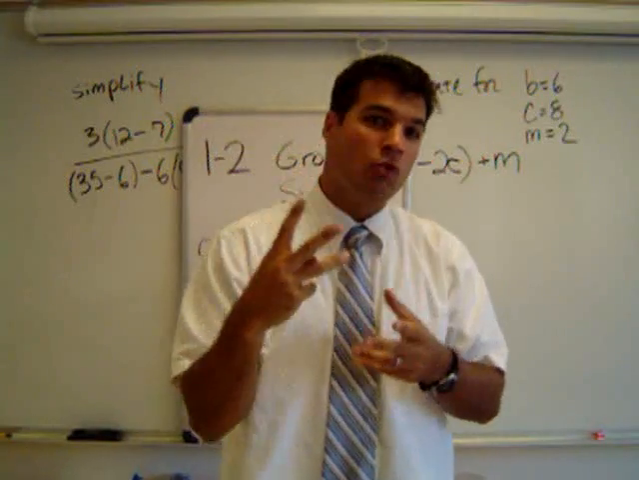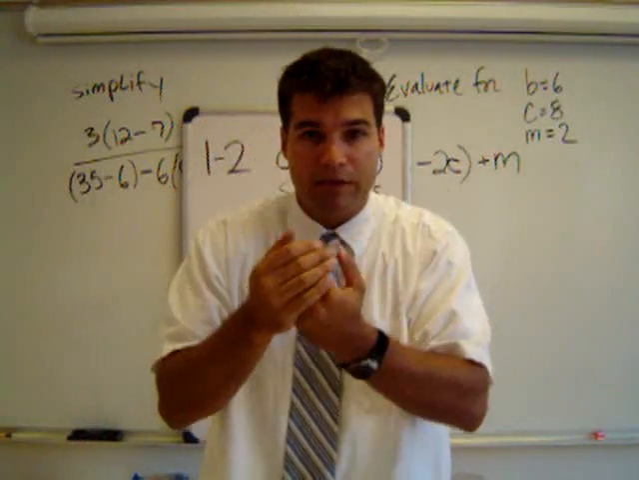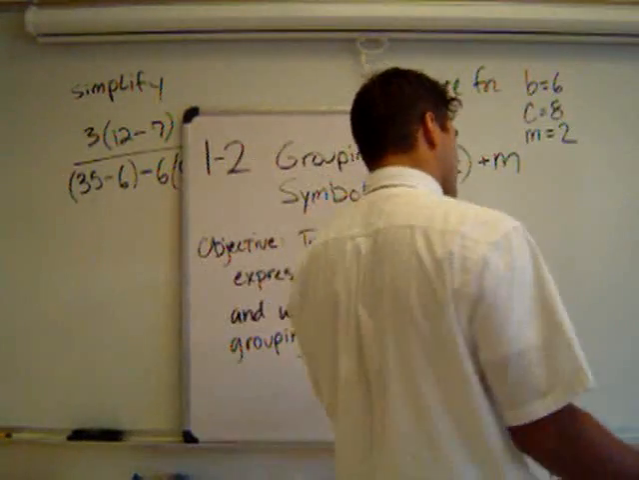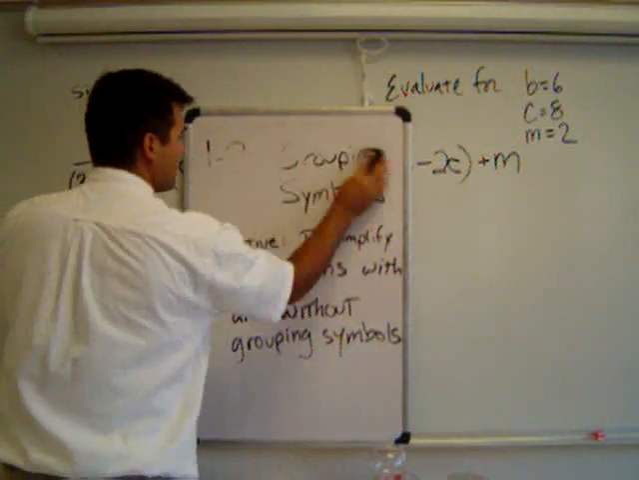Now, there's three main ones that they're talking about in this book. There's parentheses and brackets, which are pretty much the same. And then there's the fraction bar. What is the fraction bar? Where is the fraction bar? What do they mean by the fraction bar?